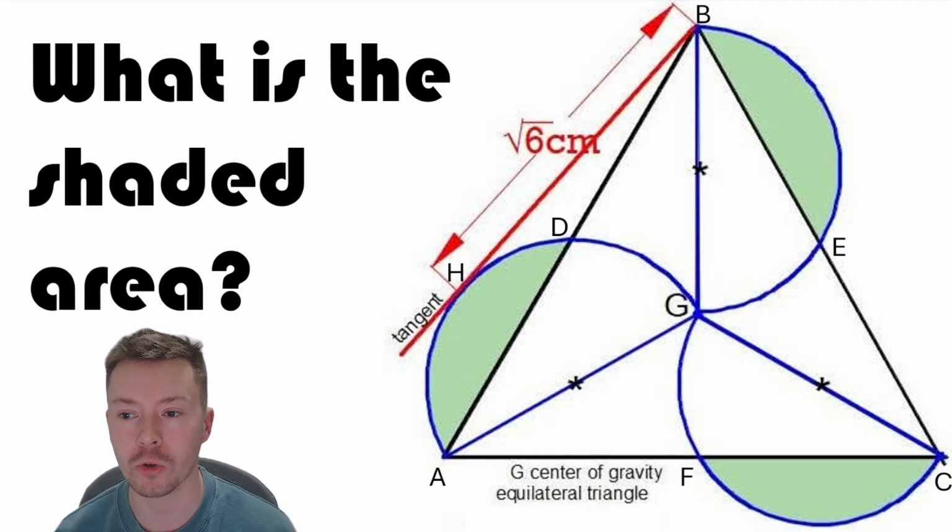Now, it's an equilateral triangle, and as you can see, we've got a length from the apex of that triangle down to meet, or be a tangent to, the semicircle at H, so B to H of length 6 centimeters. Can you work out the shaded area and solve this problem?